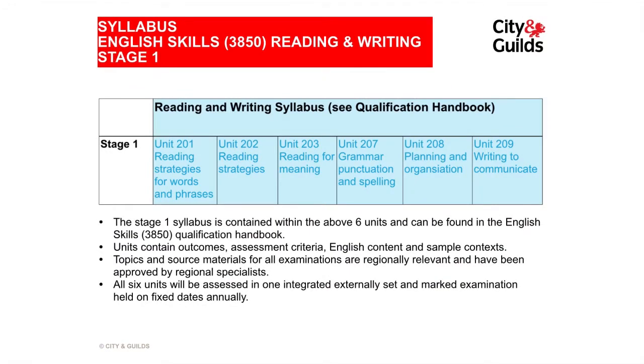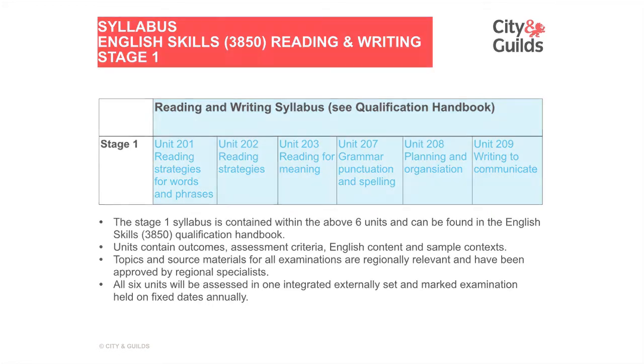Lovely. And what do I need to teach and what will be assessed? If you look carefully in the qualification handbook, you'll find that the content of reading and writing for entry level is organised over 6 units. 3 units for reading and 3 units for writing. Each of those units will have some outcomes and some assessment criteria. So it's really important that you understand those fully, because that's what you need to teach and that's what's going to be assessed in the assessment paper.